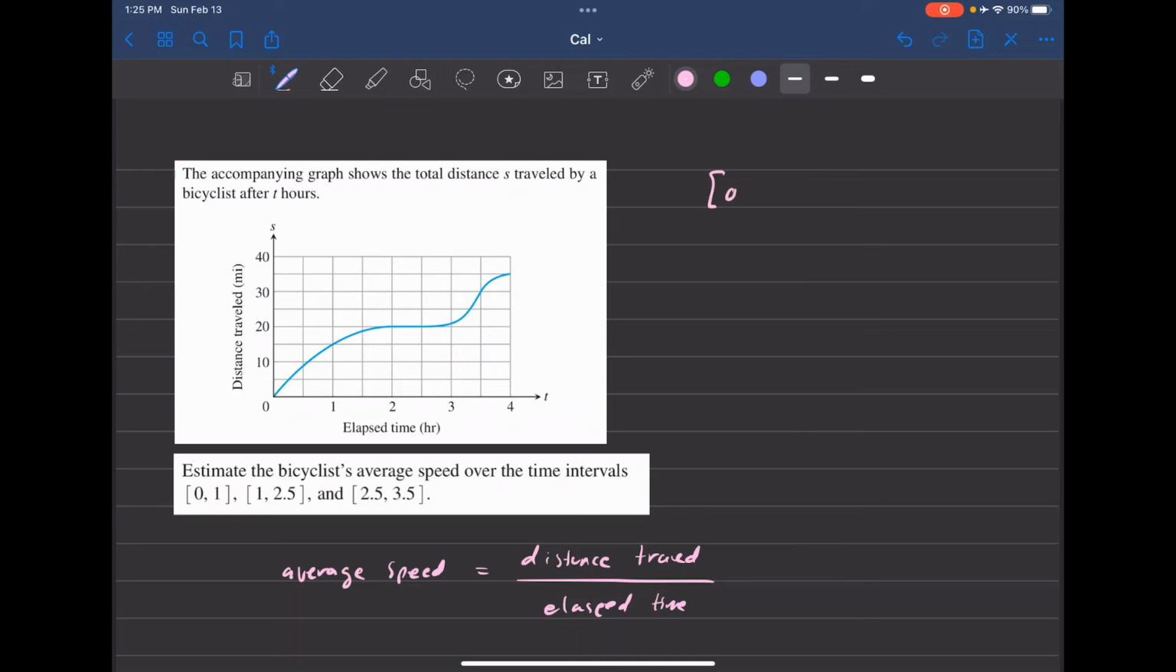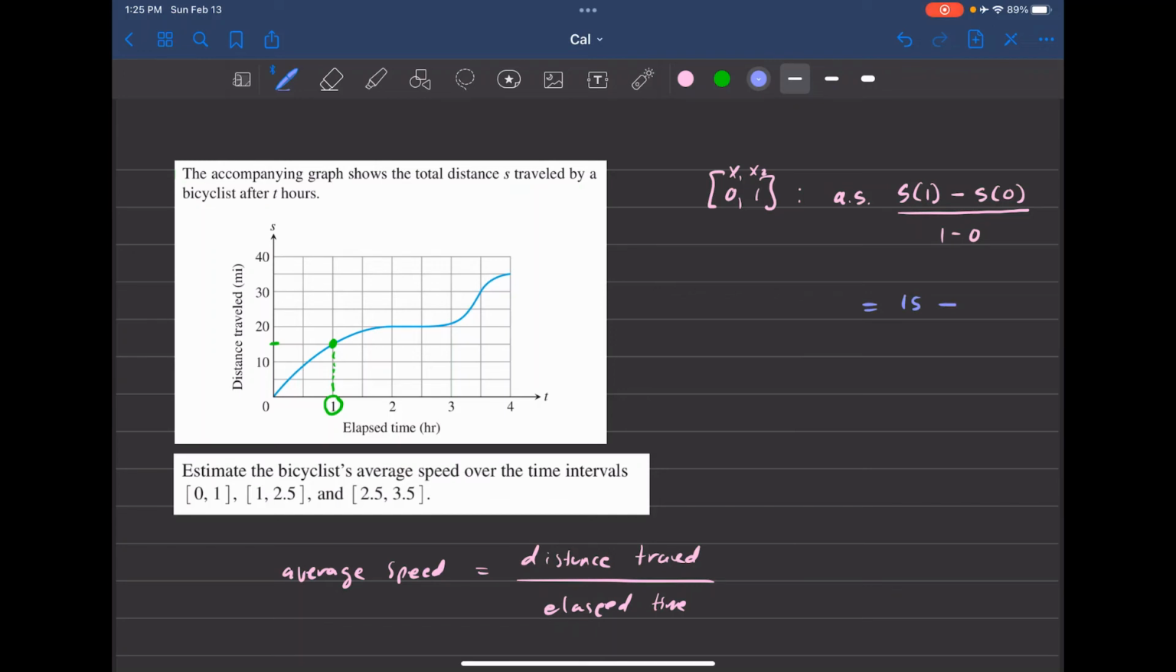So over the interval 0 and 1, our average speed is going to be the change in distance over time. That'd be s of 1 minus s of 0, because this is our x1, this is x2, over x2 minus x1, so that's 1 minus 0. If you look at the graph, when the time is 1 hour, we're looking here, and our function happens to be right here. So that's 15. We can say that s of 1 is 15.